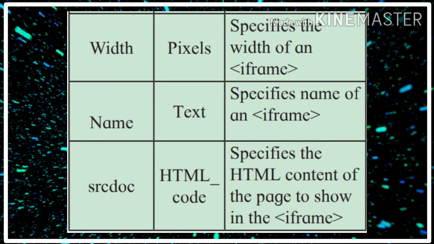Fourth attribute is name. It specifies name of an iframe. And the last attribute is srcdoc, which specifies the HTML contents of the page to show in the iframe. The value of srcdoc attribute is HTML code. So these are the 5 attributes of iframe tag. You can use these attributes with iframe tag to create the inline frames.